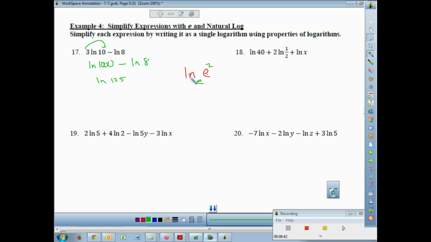Y'all cool with that? What about if I did stuff like this? Well, we could go back and rewrite it exponentially. e to the x power equals e to the second power. What does x have to equal? 2, right? The ones that are non-calculator, if it's natural log, there will be an e involved in the argument somewhere. You know that? Cool.